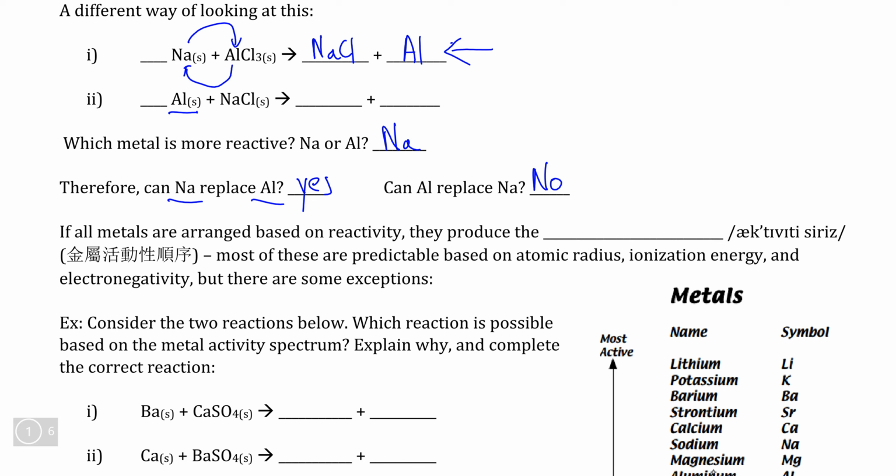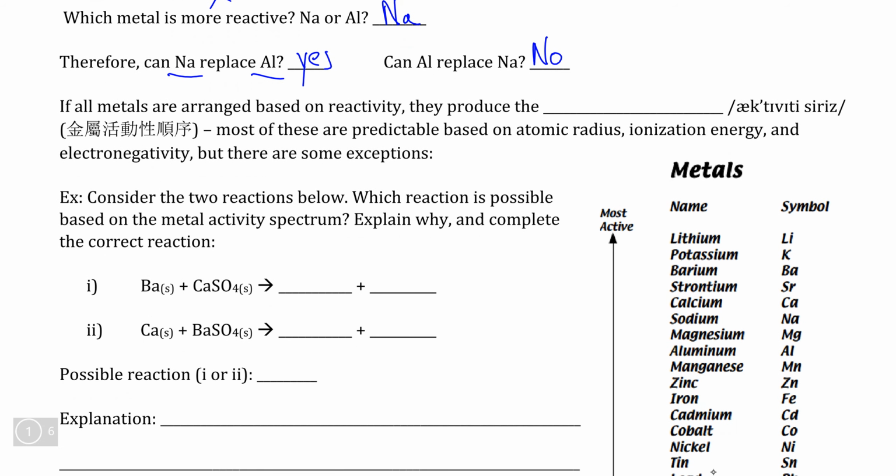In short, the conclusion that we can reach is that a more reactive metal can replace a less reactive metal, but a less reactive metal cannot replace a more reactive metal. And therefore, in the case of reaction 2, I'm not going to write anything because there would actually be no reaction that occurs.